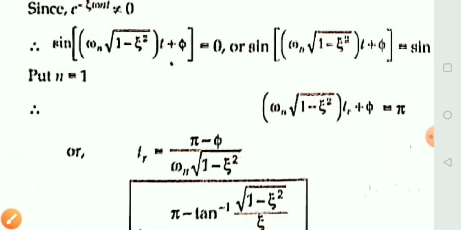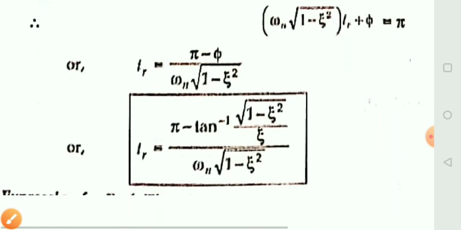Now if we take the rise time, here you can see the t is here and we can denote this by tr. It is the rise time. So we want to calculate the value of tr. So this pi goes to this side, so it is pi minus phi over omega n under root of 1 minus zeta square.